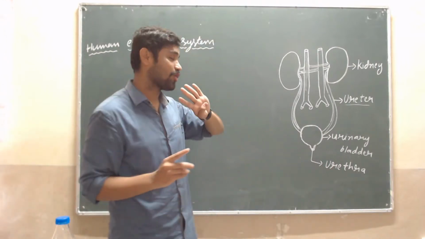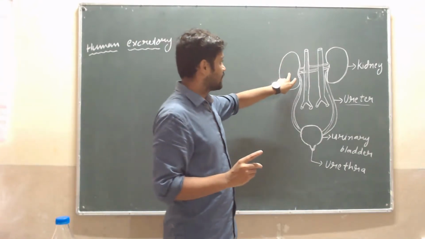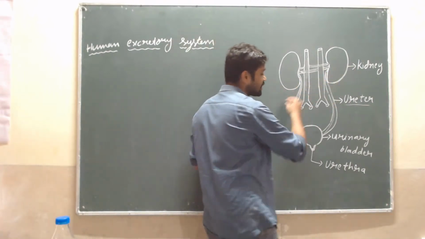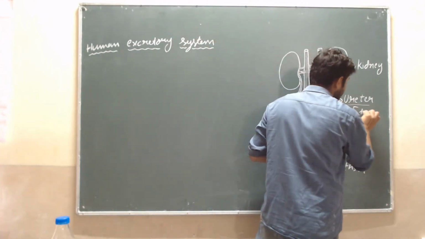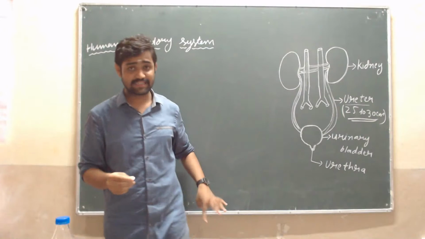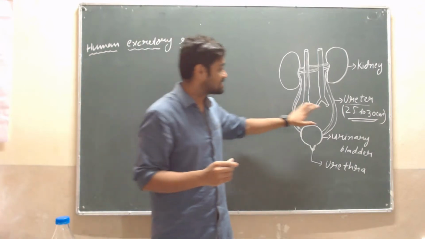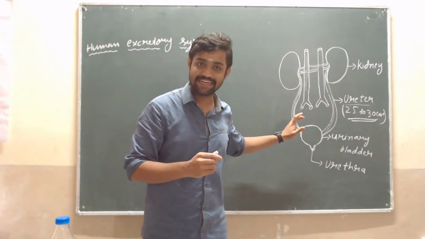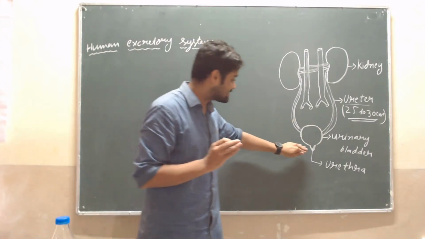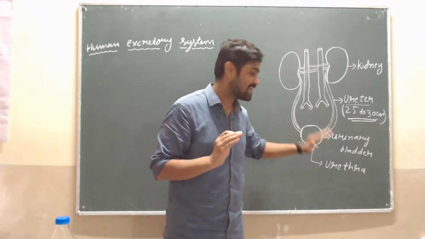Four organs we have studied. The kidneys are two in number. The ureter is a tube-like structure, about 25 to 30 centimeters in length, and it is the passage of urine from the kidney. The urinary bladder is the storage of urine, and the urethra passes the urine out of our body.